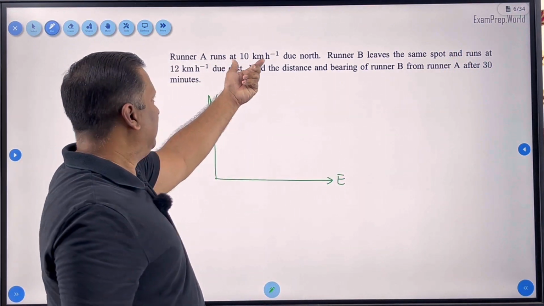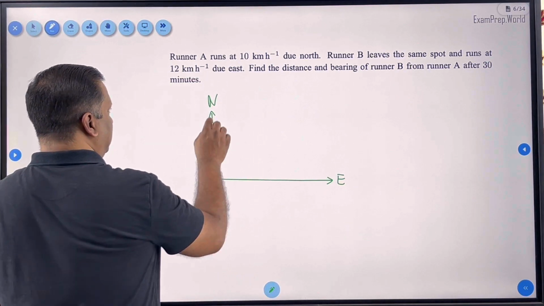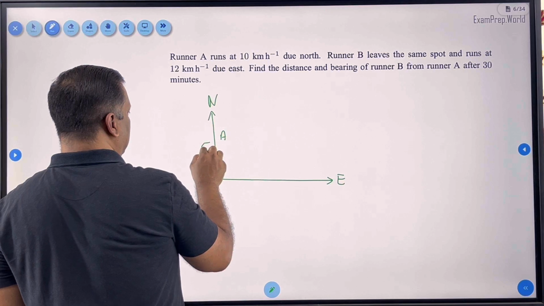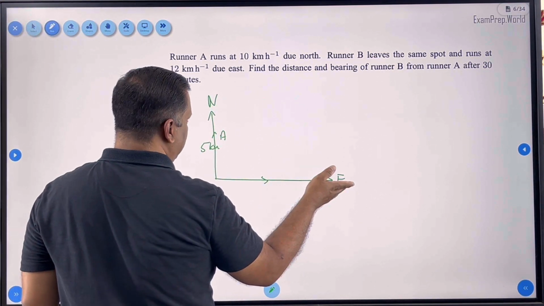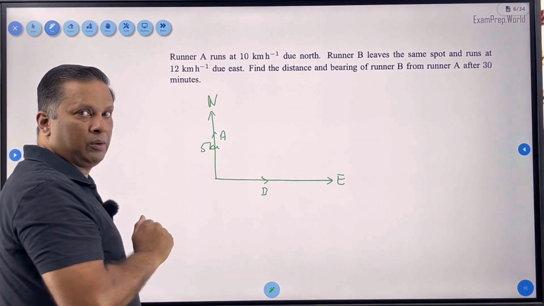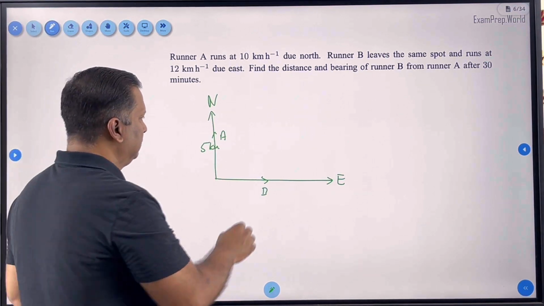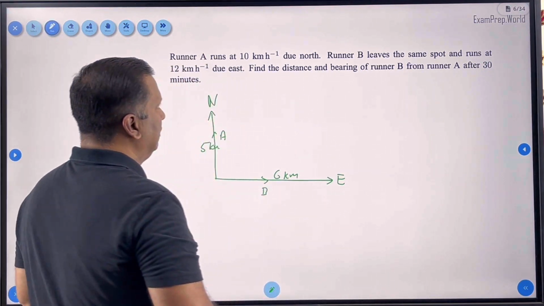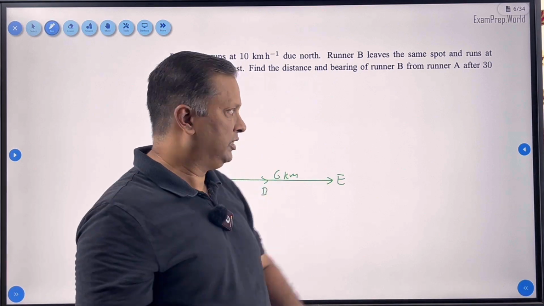So A runs 10 km/h. In 30 minutes, how much will he run? 5 kilometers. So this is A. He has run 5 kilometers. A is going in this direction, and B is going towards east, right? This is B. How much has he traveled? His speed is 12 km/h. So he will eventually travel in half an hour 6 kilometers. Right? Find the distance and bearing of B from A after 30 minutes.